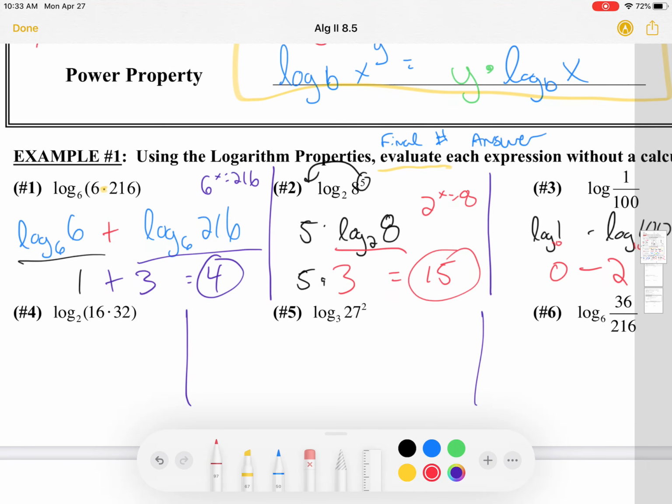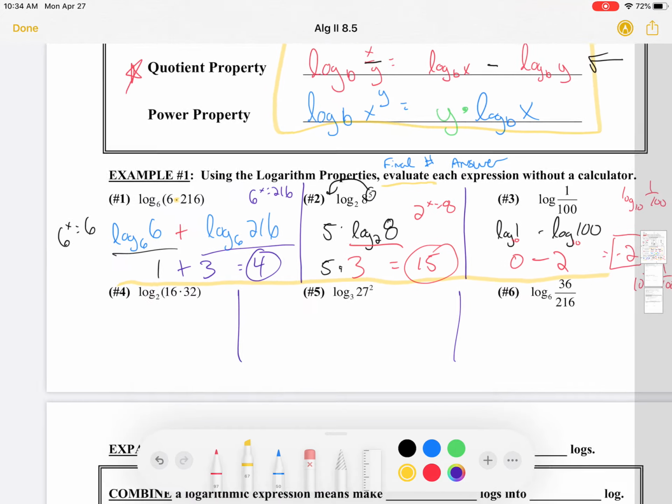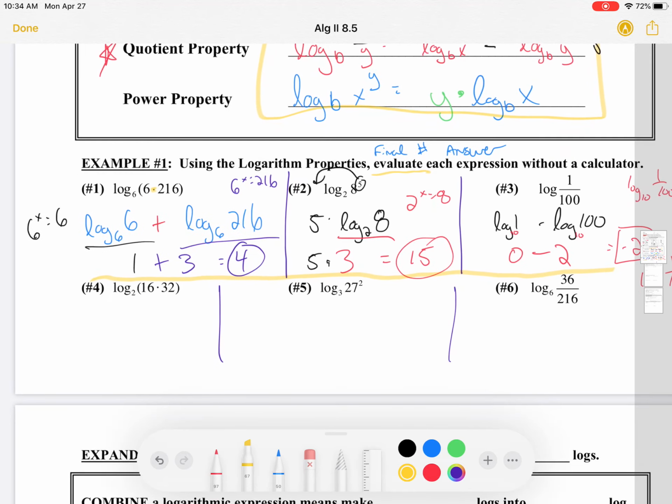Okay, if I were you, I would maybe pause the video and try the next 3 on your own. I know I should have spaced this out better. My apologies, people. So pause the video, try the next 3, and then resume the video and check your answers.